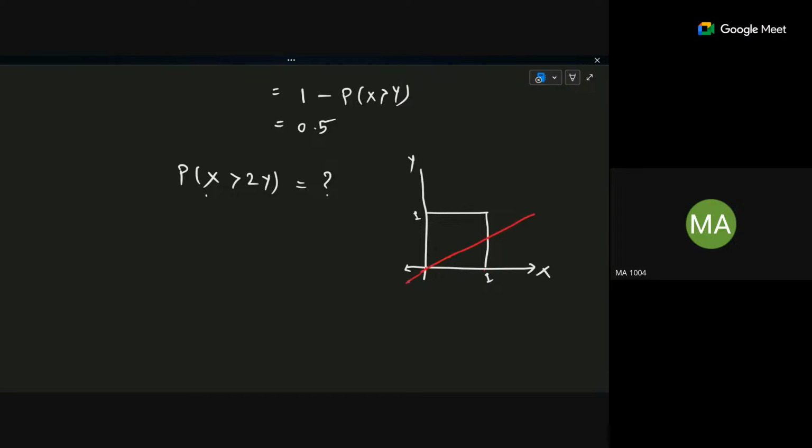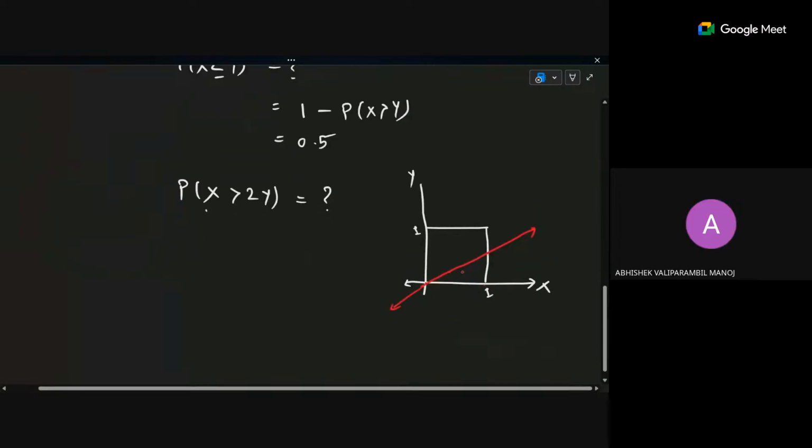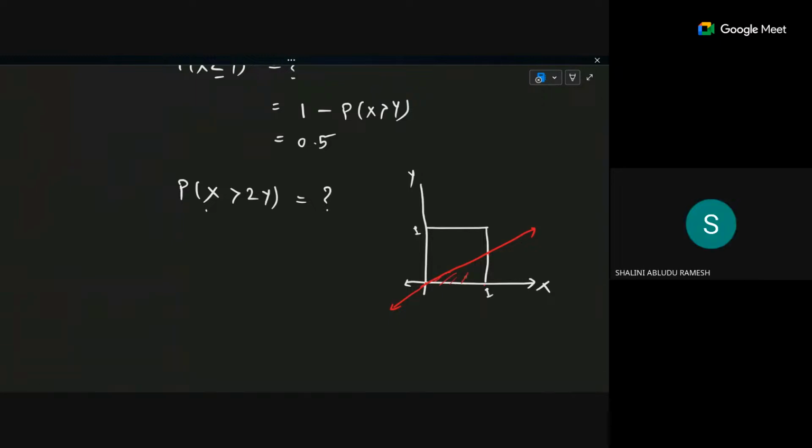So what is the area that x is greater than twice y? Downside area, below the line. Ma'am, that is the confusion. Can you tell how to decide whether it is below the line or above the line? Ma'am, it's very simple. x is greater than twice y. You just calculate the area of the rectangle minus the area of the triangle. You can also directly use the area of the triangle, no need to calculate the area of the rectangle.